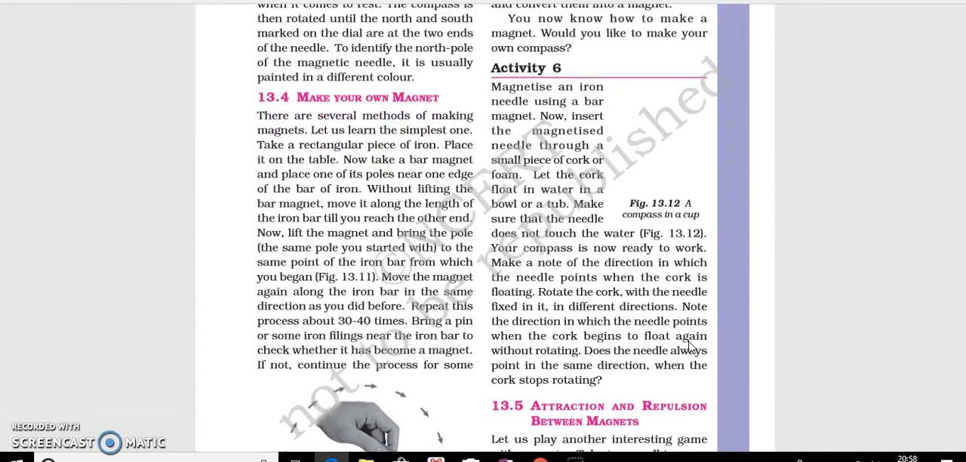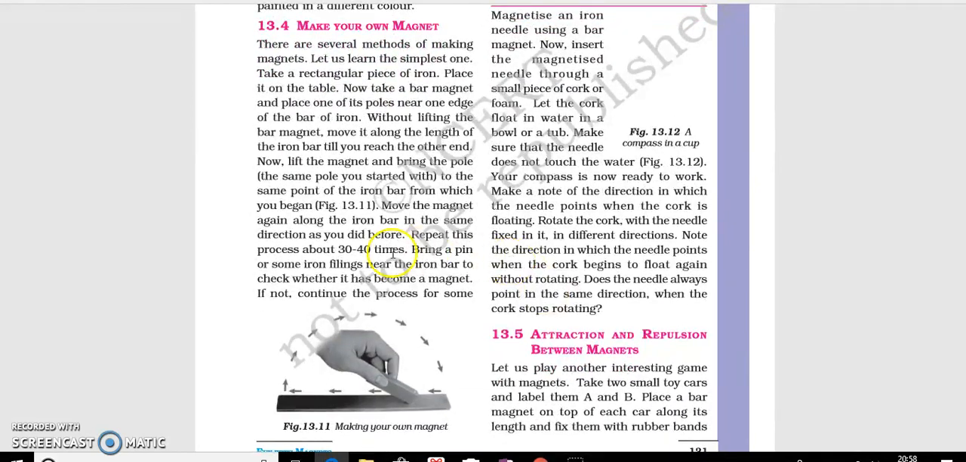Now, making your own magnet. We've taken an iron strip, we take a magnet, and we keep rubbing in the same direction 30 to 40 times. Now, after some time, you see that the iron strip or the bar of iron acts as a temporary magnet.